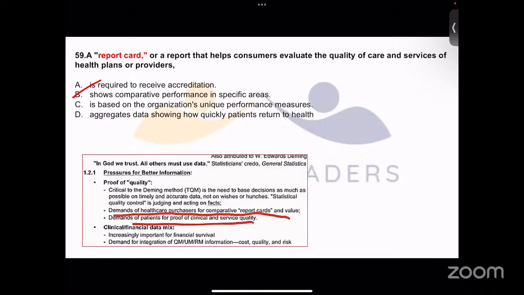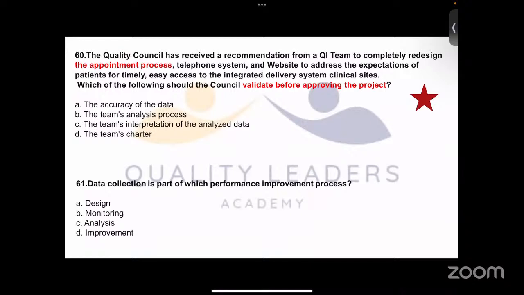Okay, number 60. The Quality Council has received a recommendation from a quality improvement team to completely redesign the appointment process, telephone system, and website to address the expectations of patients for timely, easy access to the integrated delivery system or the IDS clinical sites. Which of the following should the council validate before approving the project? A, the accuracy of the data. B, the team's analysis process. C, the team's interpretation of the analyzed data. D, the team's charter.